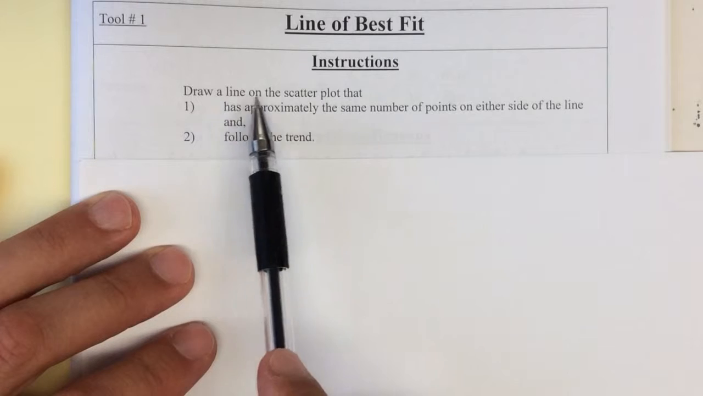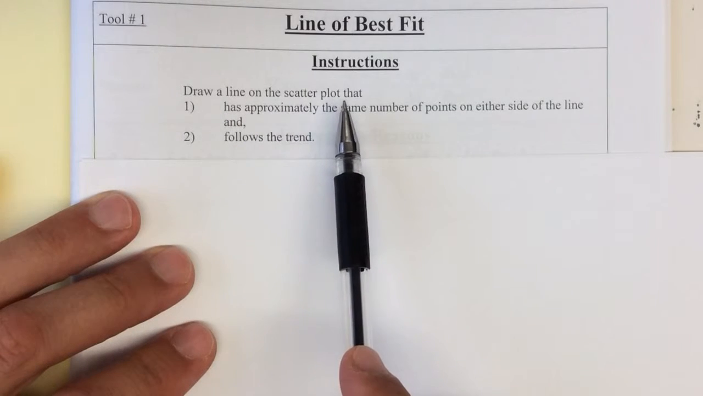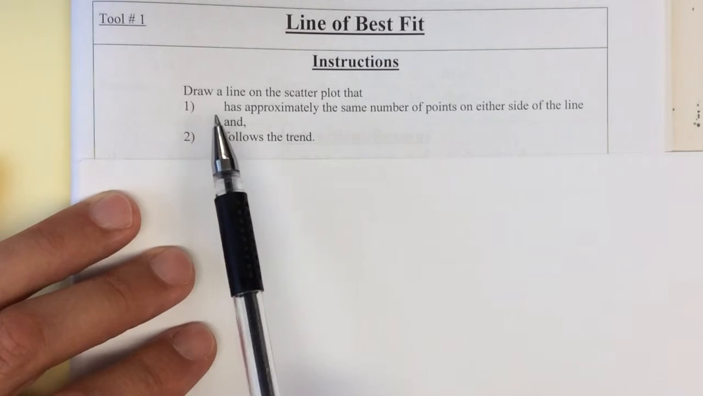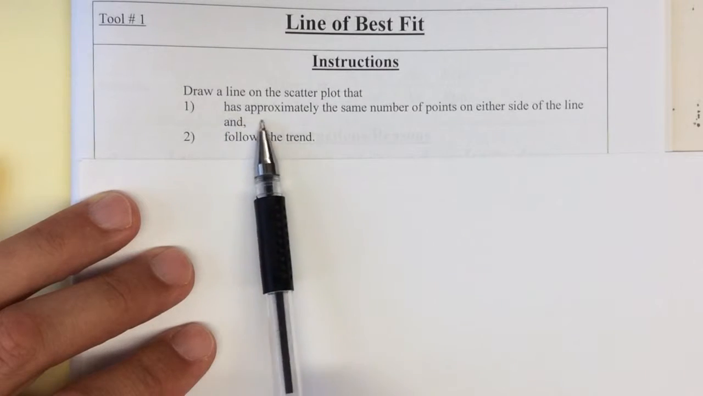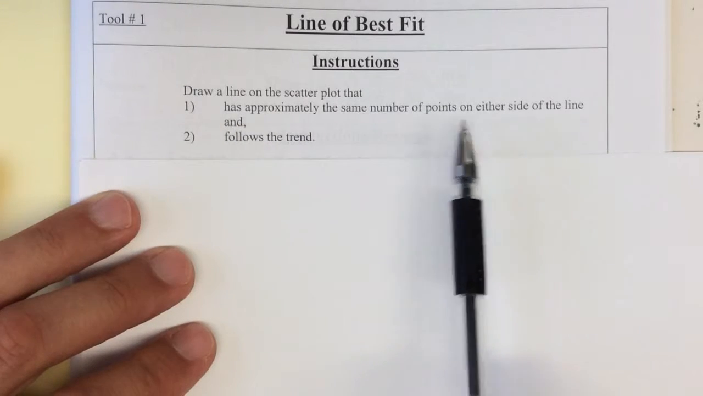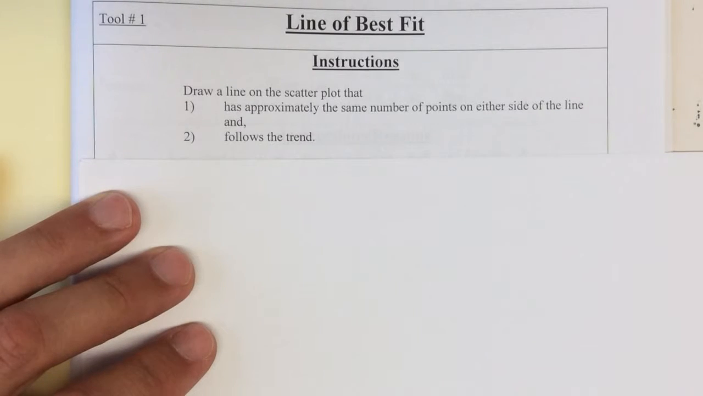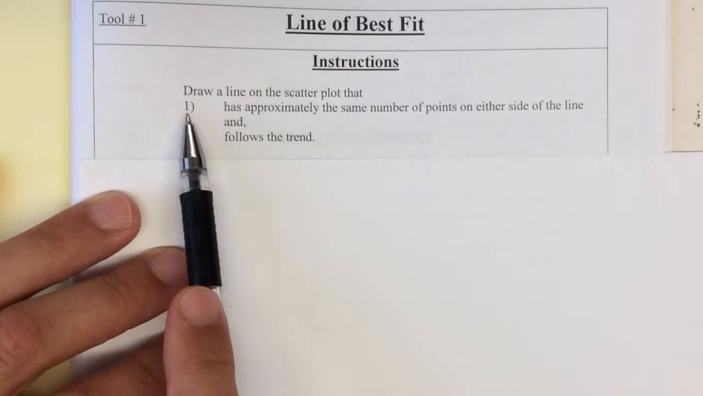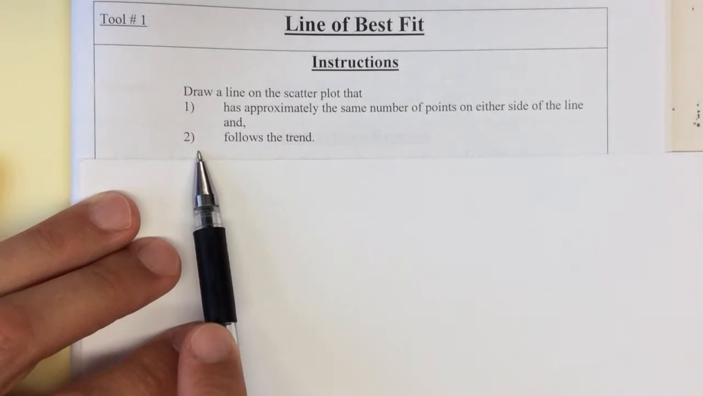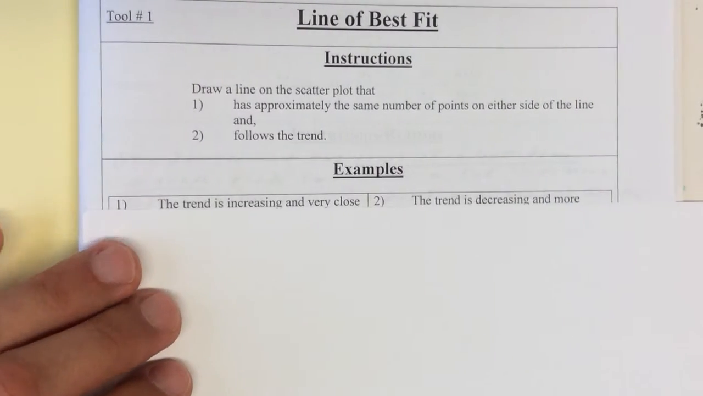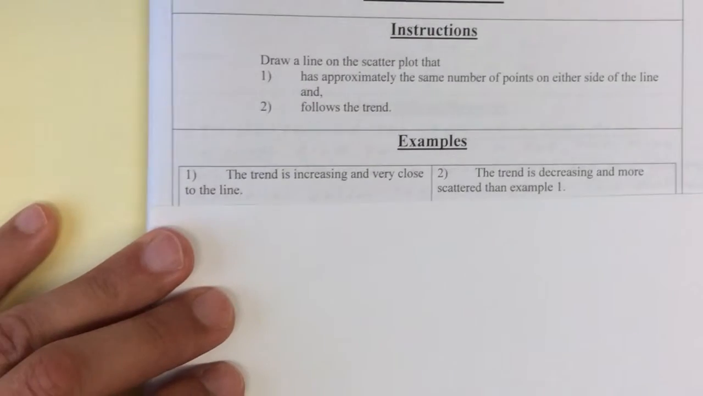Okay, so we draw a line on a scatter plot. A scatter plot is where you take the data and you plot it where it's supposed to be, and it kind of looks a little bit scattered. The line of best fit has approximately the same number of points on either side of the line, and it follows a trend. So it has to satisfy those two conditions. Okay, so the first example here, let's take a look at it.